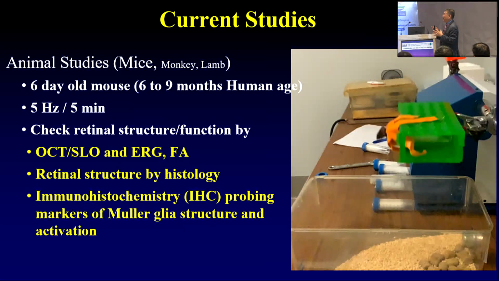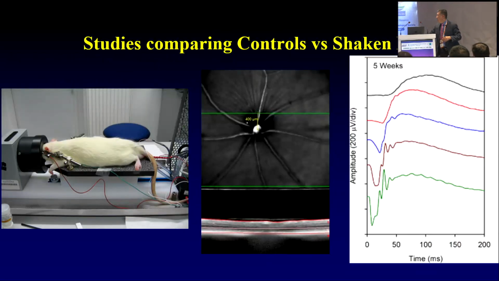But these are 6-day-old mice, and we shake them at 5 hertz for 5 minutes, and we look at the retinal structures along with OCTs and SLO-ERG-FAs, and then histology and immunohistochemistry. And what are we doing? Why are we doing this?